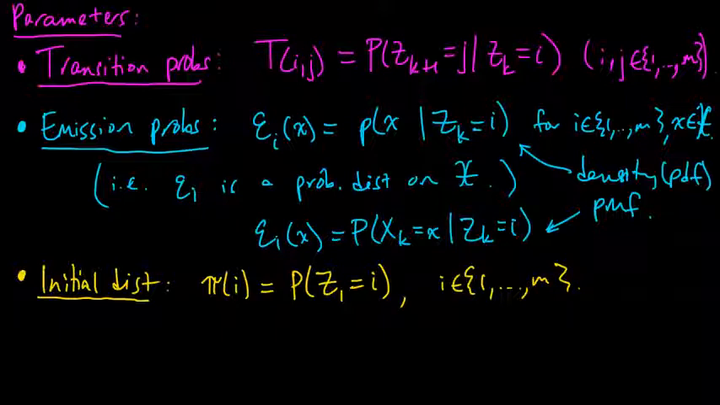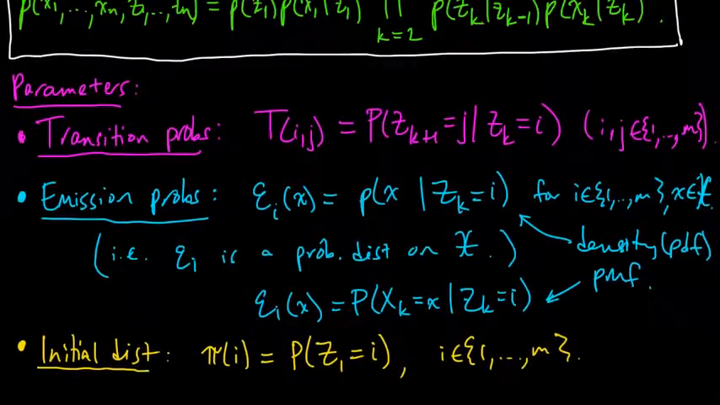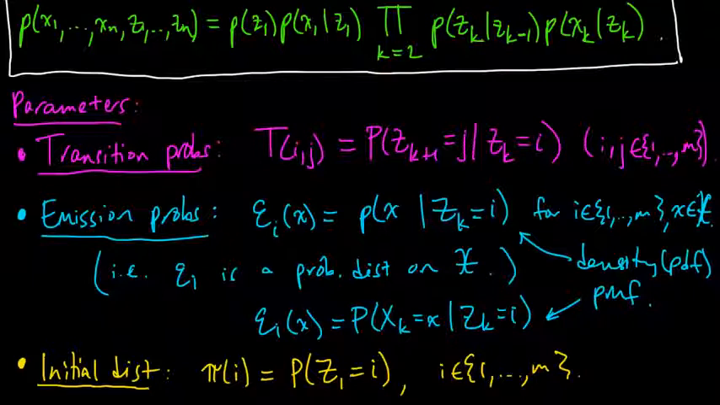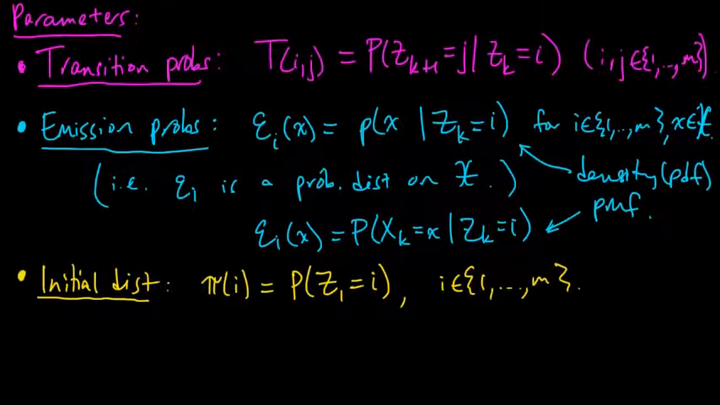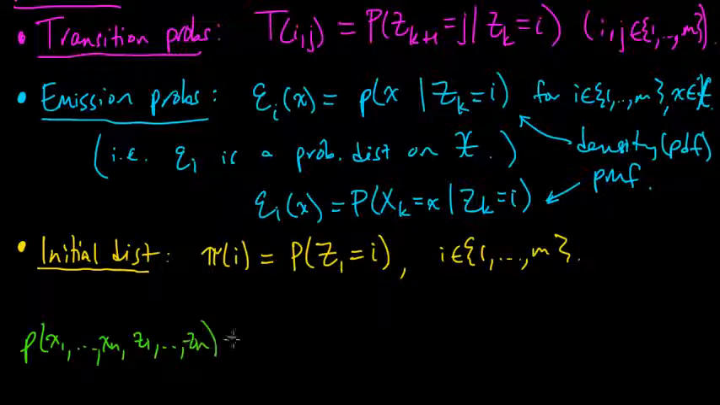So the joint distribution, if you plug all of these in, let's write down the joint distribution. The joint distribution is the same thing. Let me just put x and z. It's x_1 to x_n, z_1 to z_n.